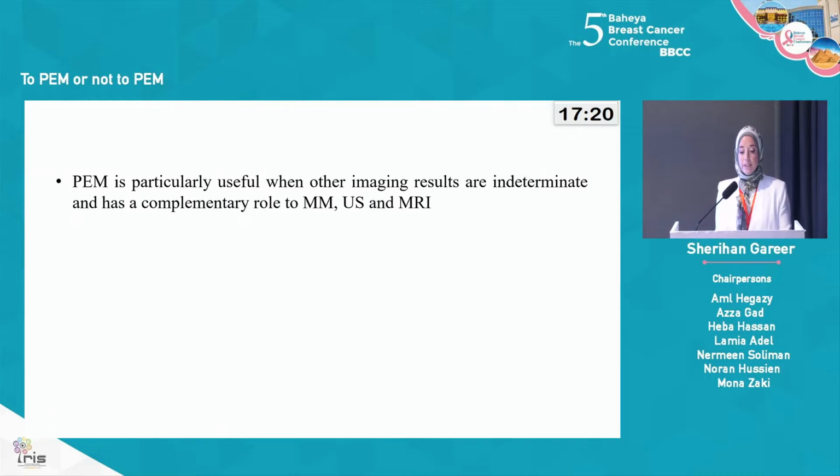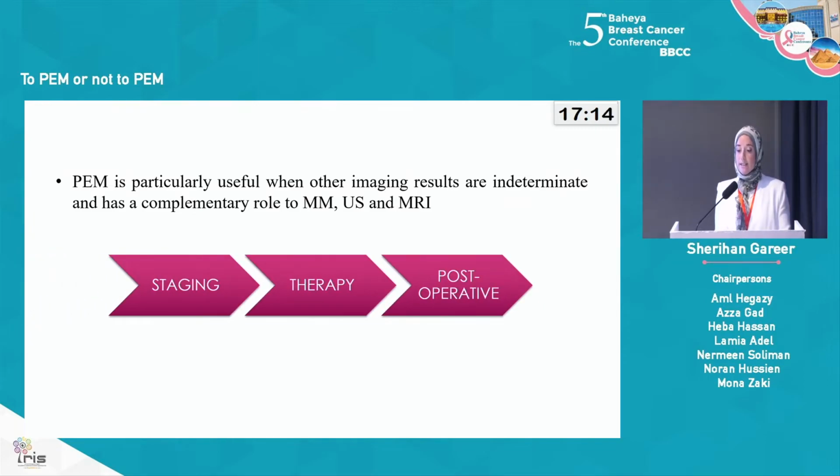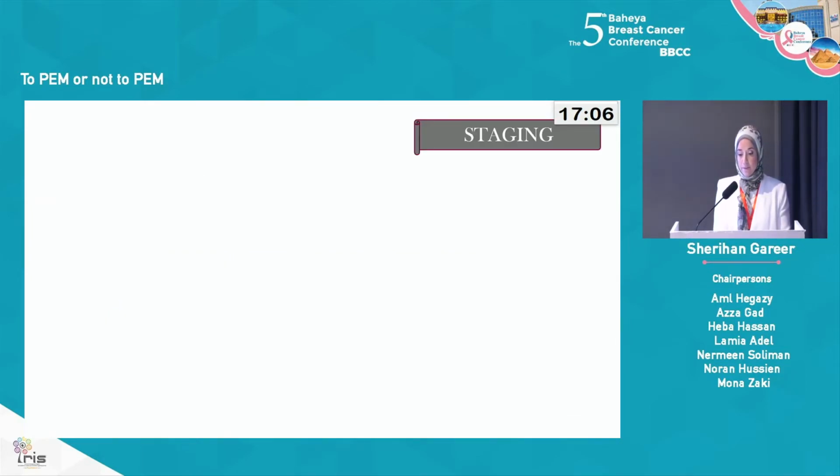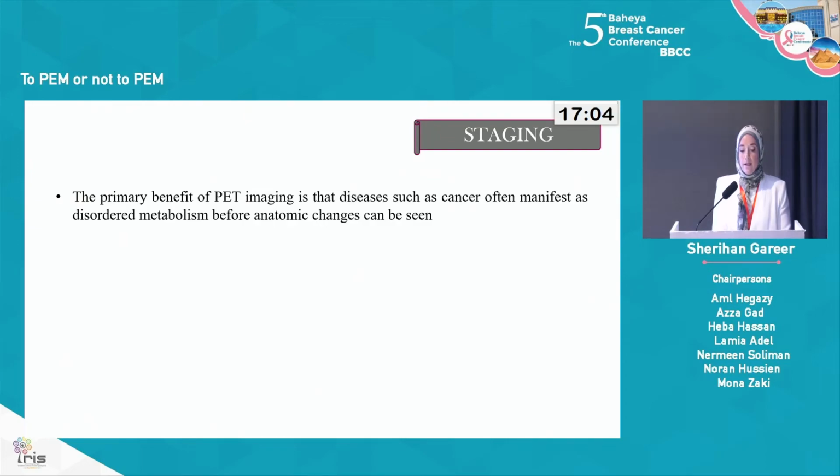It is particularly useful when other imaging results are indeterminate and has a complementary role to mammography, ultrasound, and MRI, and therefore can be used during the staging, during therapy, and during the post-operative period, and can also help in guiding breast biopsies. In the staging process of breast cancer, the primary benefit of PET imaging is that diseases such as cancer often manifest as disordered metabolism before anatomical changes can be seen.